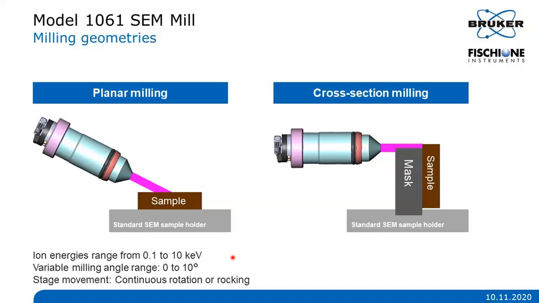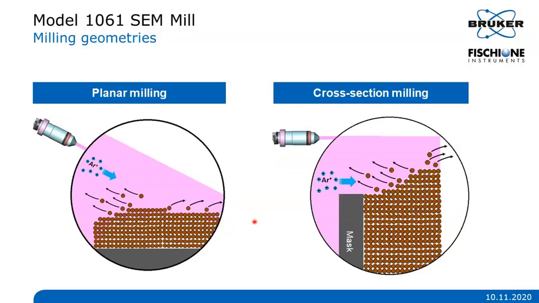The milling angle can vary from 0 to 10 degrees, and the milling angle is the angle between the sample surface and the ion beam. The stage can continuously rotate or rock. So how it works: the argon ions strike the sample surface, removing it atomic layer by layer, and in the case of cross-section, everything which is above the mask will be removed, leaving a flat surface showing the native microstructure of your material.